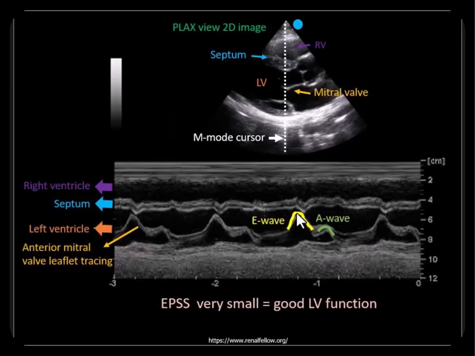You'll have an E wave representing early diastolic filling, an A wave representing the atrial kick. And you're measuring the distance between the peak of the E wave and the septum. The larger the EPSS distance, the worse the ejection fraction.